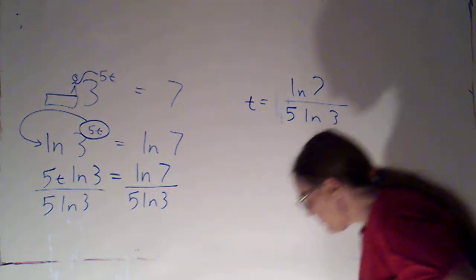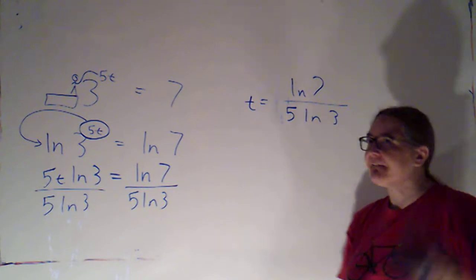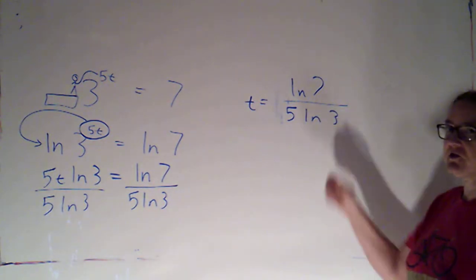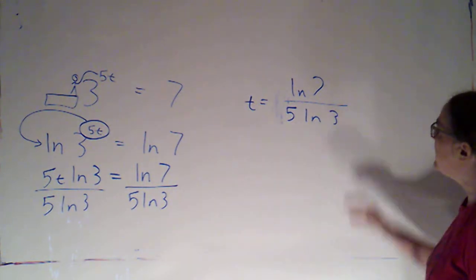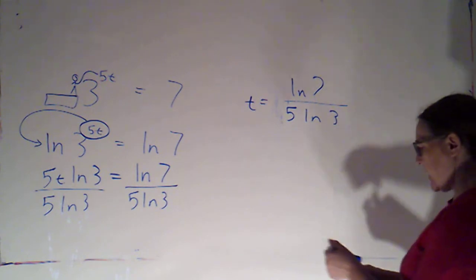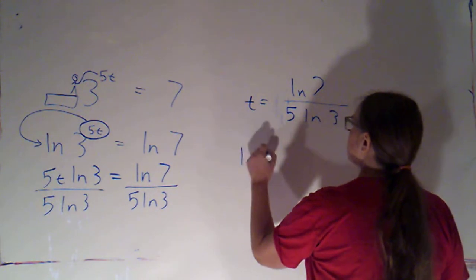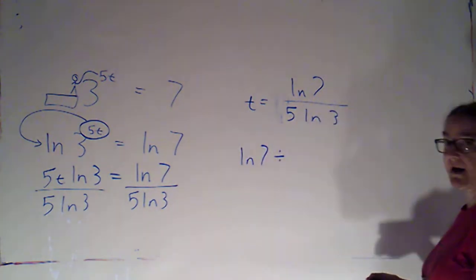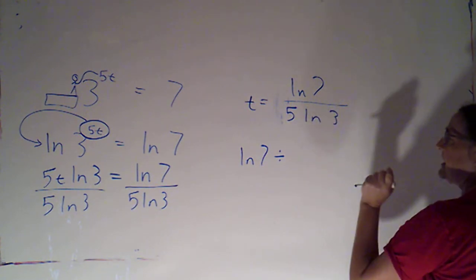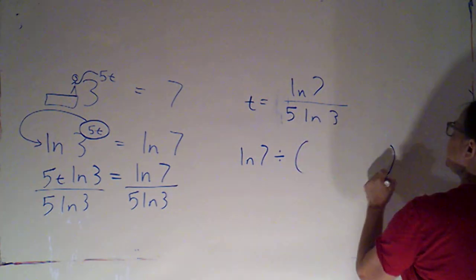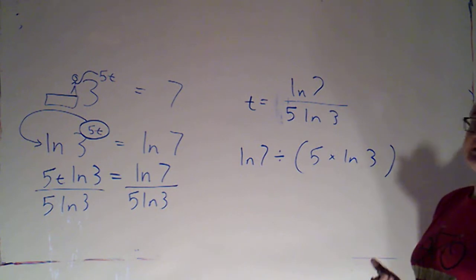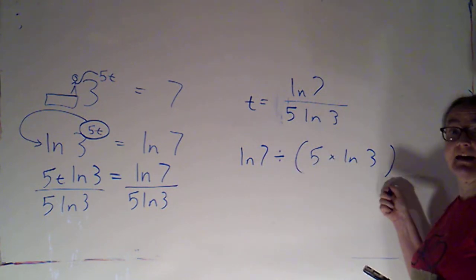The book will also ask you to take out a calculator and get a decimal approximation. I just want to point out that you need to be careful as you enter this in, because I will usually enter a fraction as a division problem. So I would enter this into my calculator as the natural log of 7 divided by, but now it's being divided by two things. It's being divided by 5 times the natural log of 3. That needs to be in parentheses.